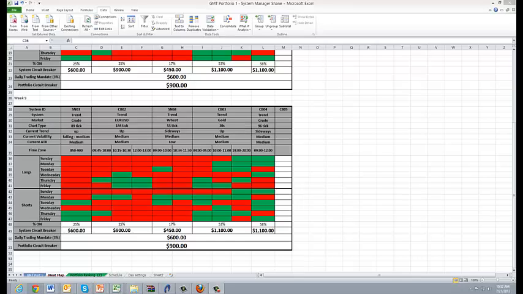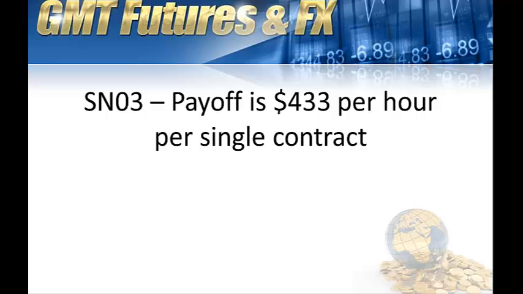So what that effectively means is that it's not even trading every single day. It's averaging around about 156 trading days a year. So traders, you can see there that the payoff, as I mentioned before, 156 trading days. We're trading for 10 minutes a day. So the payoff works out to be $433 per hour per single contract.